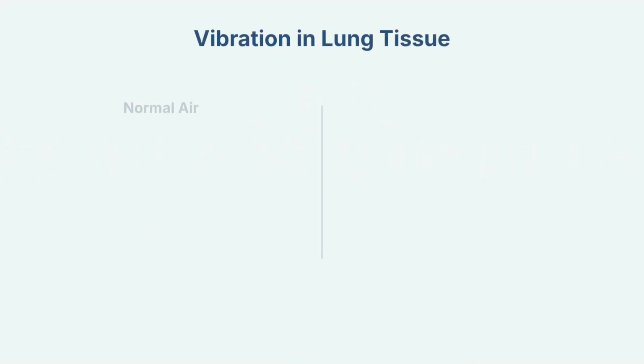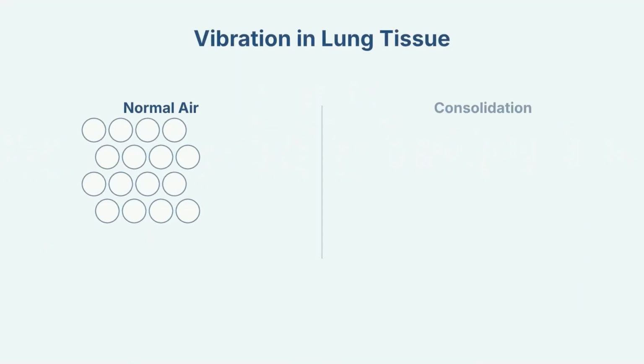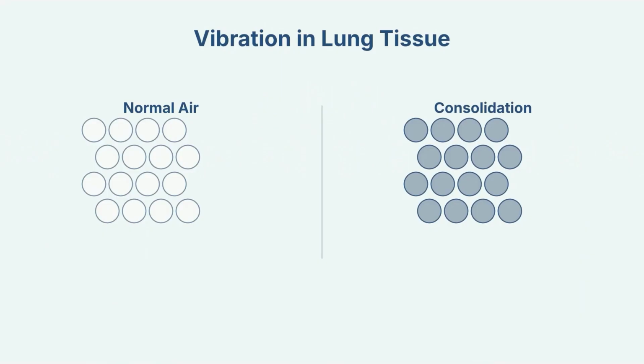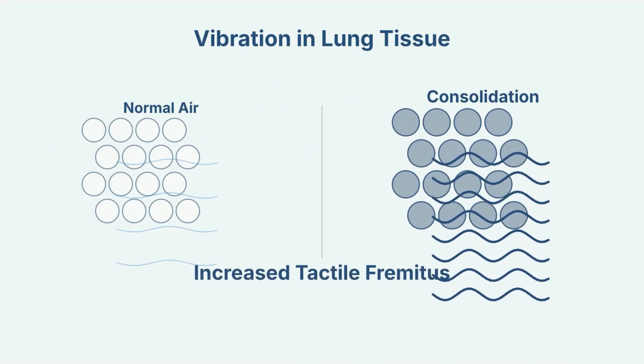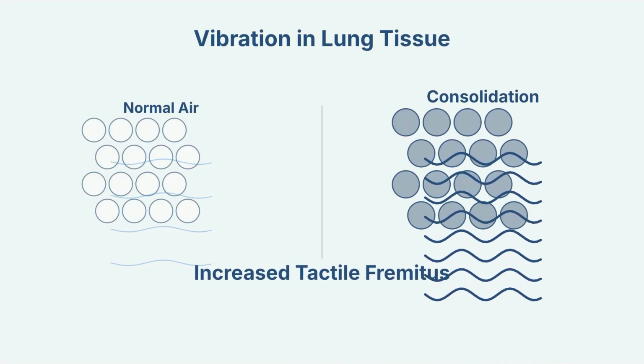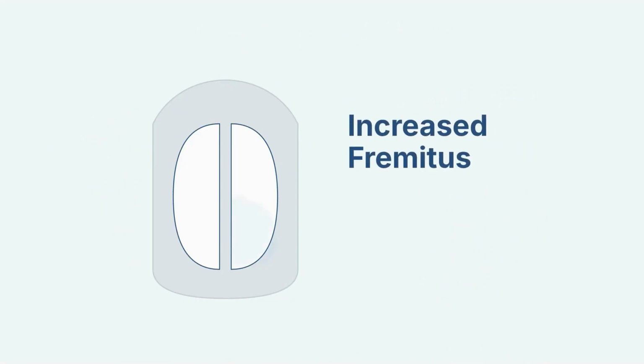Imagine 2 lungs. One is full of normal air. One is filled with consolidation from pneumonia. Which one carries vibration better? The one with consolidation, the one with fluid. And that means increased fremitus. More vibration, not less, more. Because fluid conducts vibration better than air.